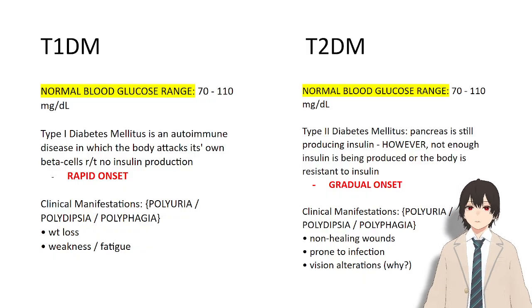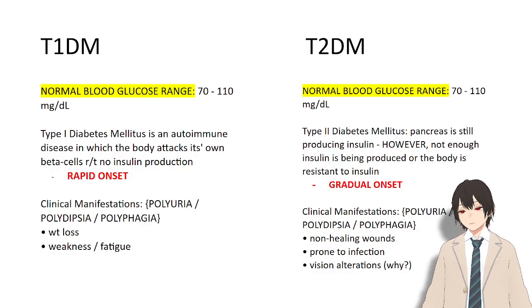So type 1, it is an autoimmune disease in which the body attacks its own beta cells produced in the pancreas, right? And there's no insulin production. It's a rapid onset. You often see it in early development, so you see it in kids a lot, okay?